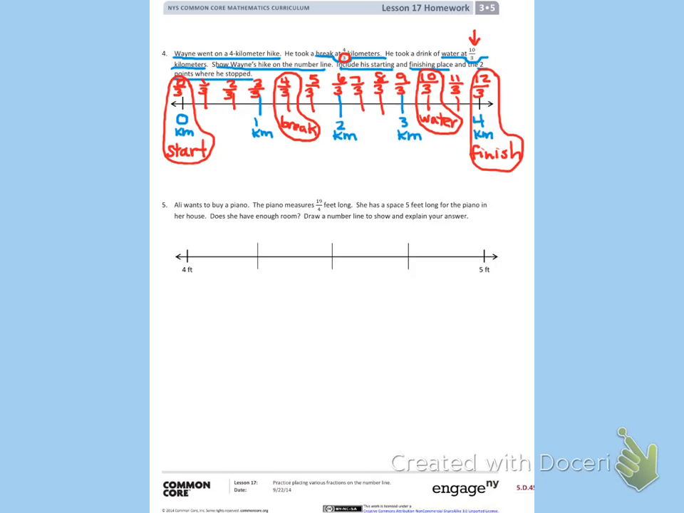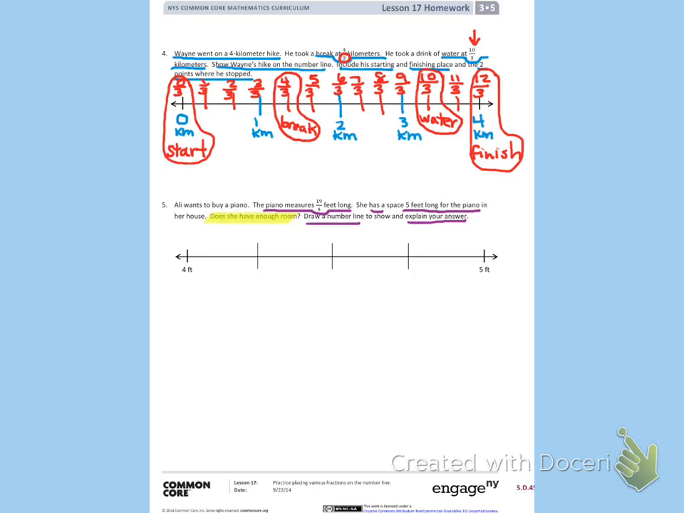I'll go ahead and underline the important details in the story. Piano measures 19/4 feet long. Has 5 feet long for the piano. I'll highlight the question, does she have enough room? That way I won't forget to answer the question. And I'll underline, draw a number line, and explain your answer.